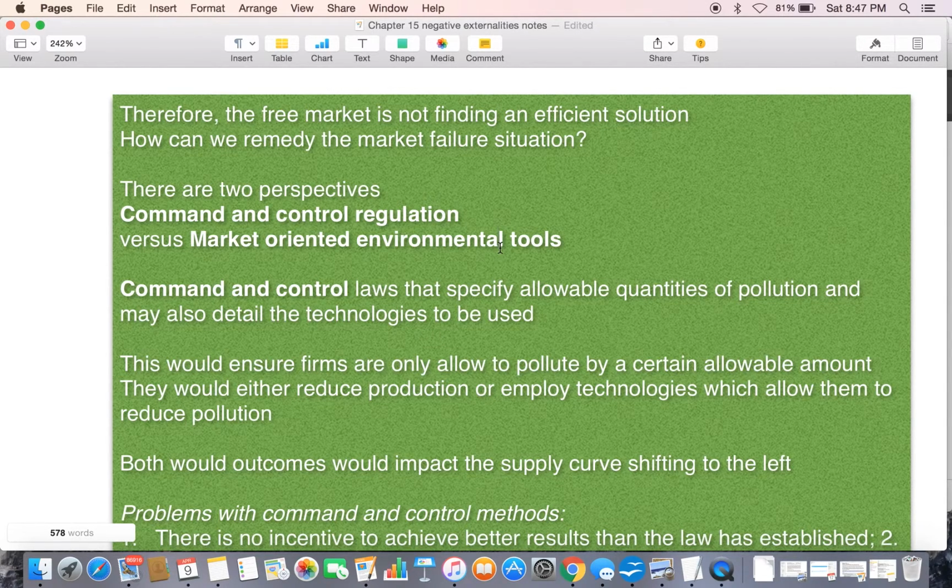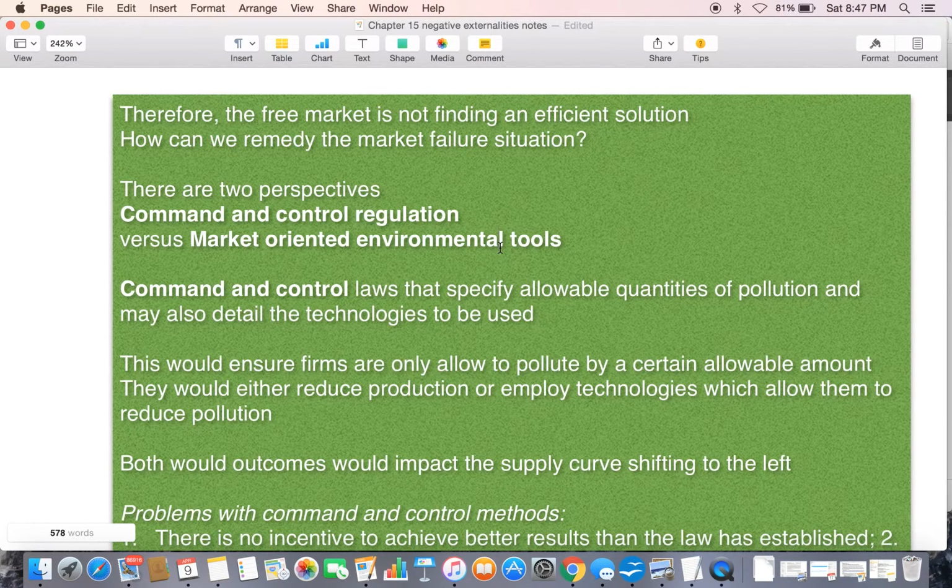This sort of solution ensures that firms only are allowed to pollute by a certain allowable amount. They're either going to reduce pollution or employ technologies which allow them to reduce pollution. So they're going to reduce their production to a level where they're only going to be polluting by the legal specified amount, or they're going to be producing the same amount and using certain technologies which might even be specified to reduce the pollution to the allowable amount. So both outcomes would impact the supply curve, shifting it to the left.